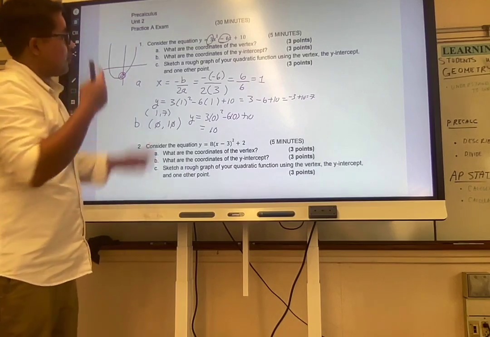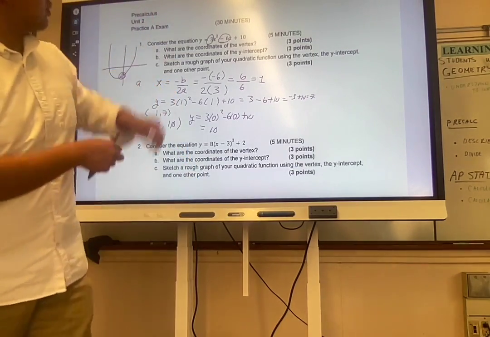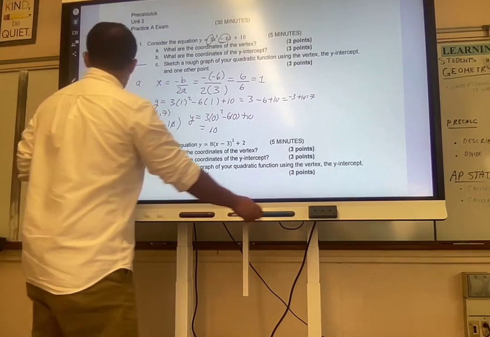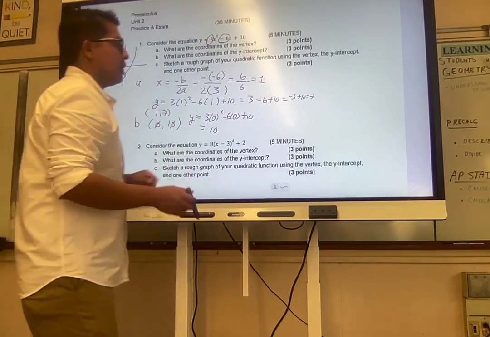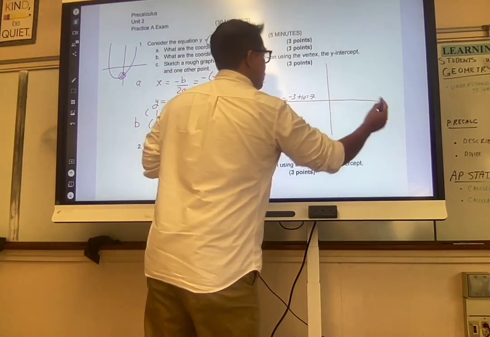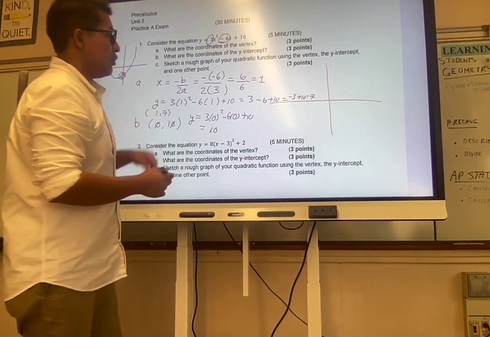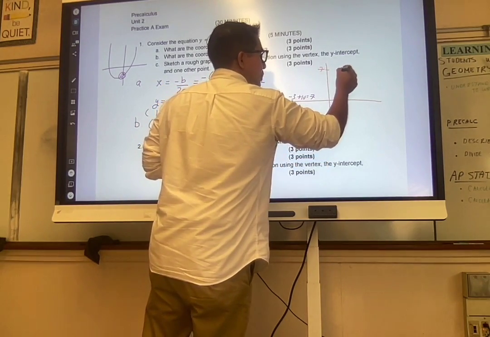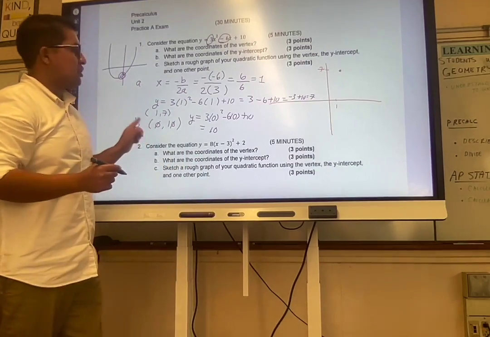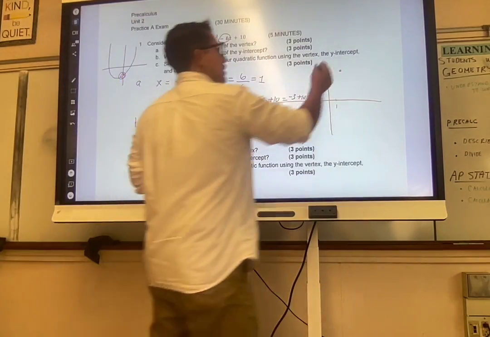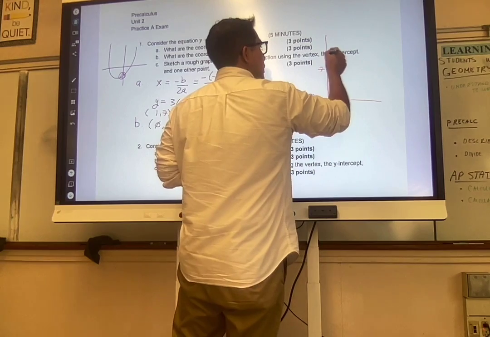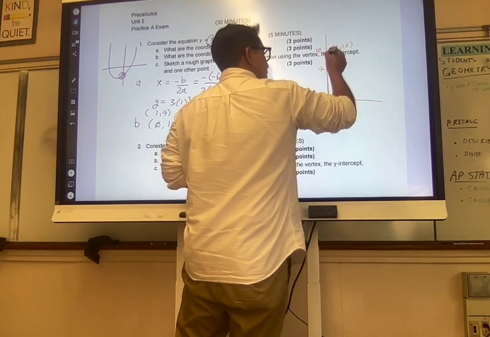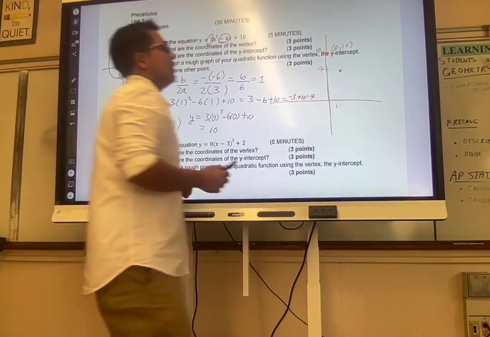Okay, that's part B. Last but not least, sketch a rough graph of your quadratic function using the vertex, the y-intercept, and one other point. So for that one, let's switch to orange. You would basically want to draw your x-axis. Let's plot the 2 points. We have 1, 7. So let's pretend this is 1 and here's 7, right? So here's that point. We have our y-intercept, which is 0, positive 10. So that would be a little higher. Here's 10, right? So 0, positive 10. So we have that point there.